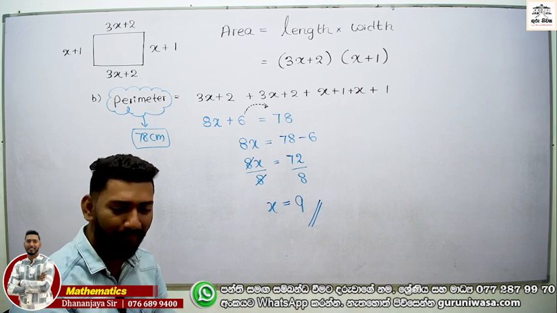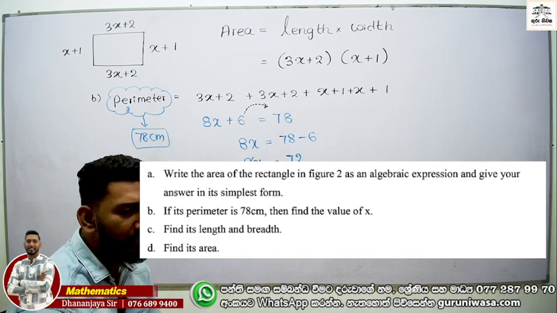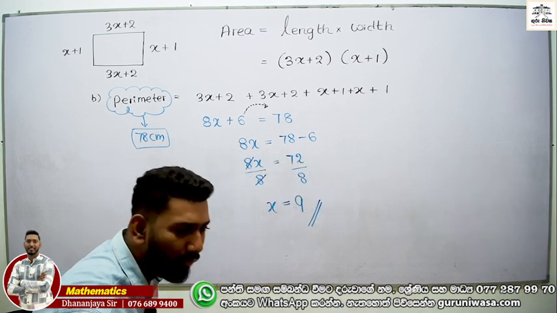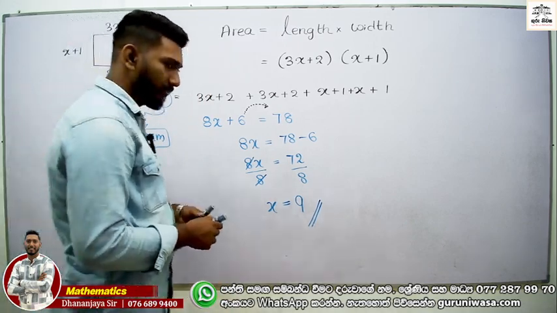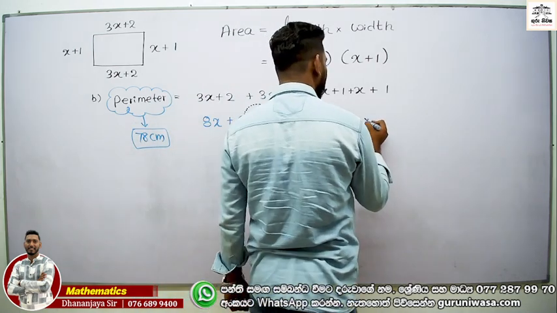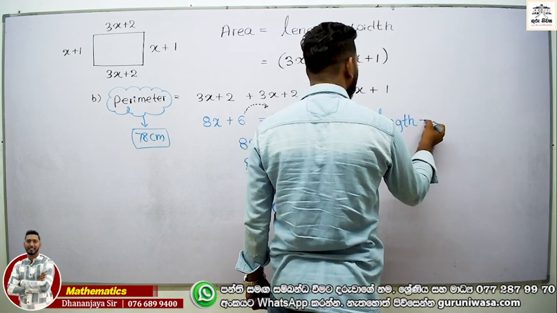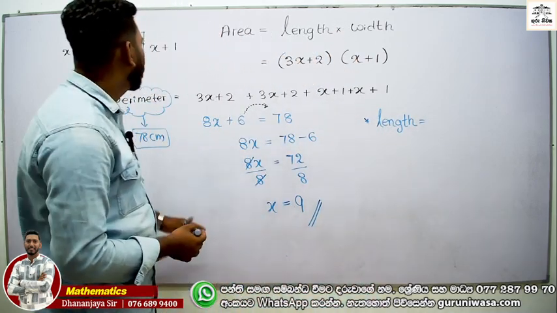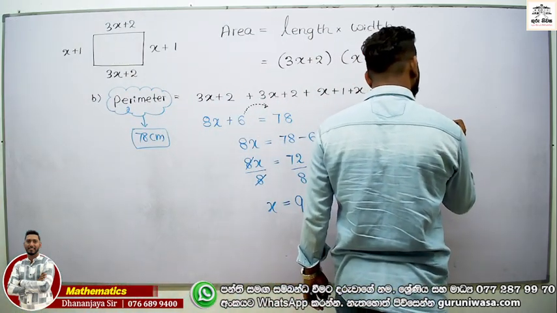Okay. Done. Now, find its length and breadth. Now this one's easy, because now tell me the length. So length is 3x plus 2. Yeah, 3x plus 2.